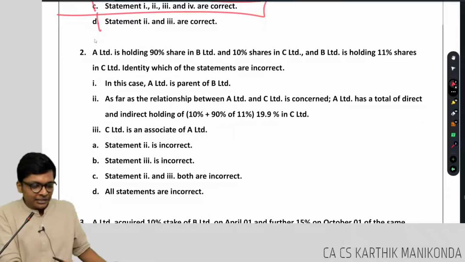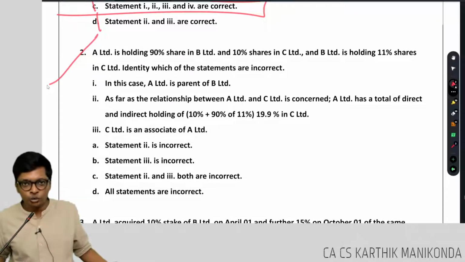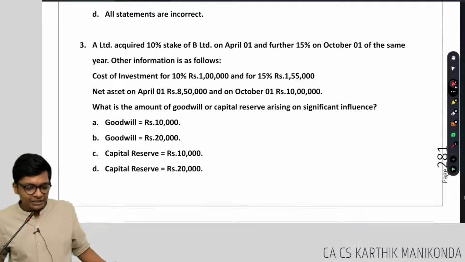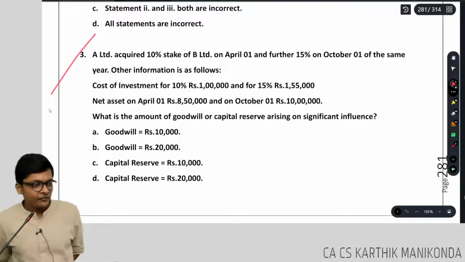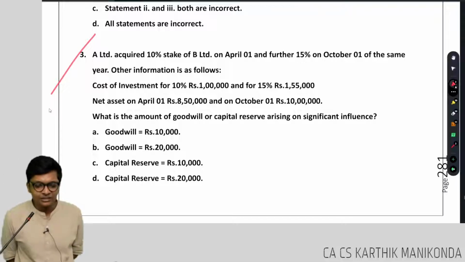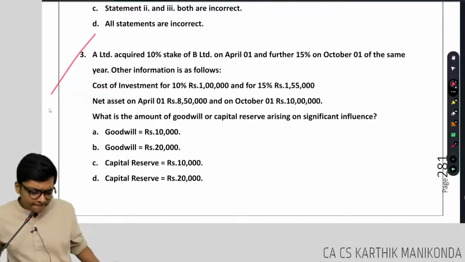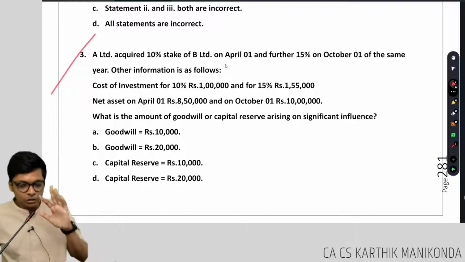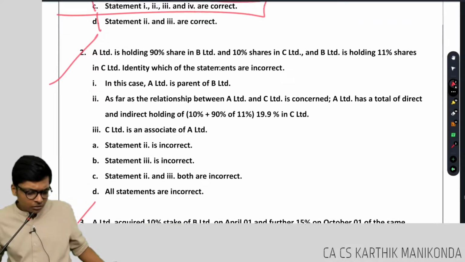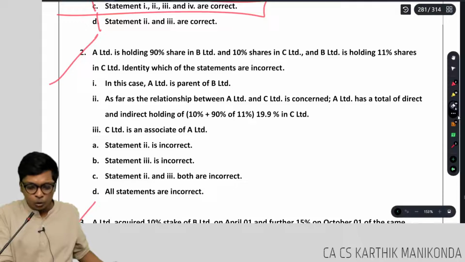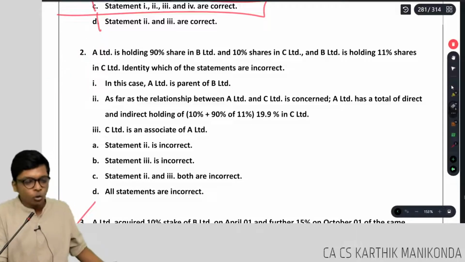Next. This one I will come back to. This is the one I am yet to teach you: step acquisition. Let's do other sums. Question 3, can you quickly compute and find the answer, guys? They have given details. You have to find goodwill. No, sorry, you can't do it. Sorry, step acquisition, leave it. Question 2 we can do. Sorry, 2 is not step acquisition, 2 we can do it.